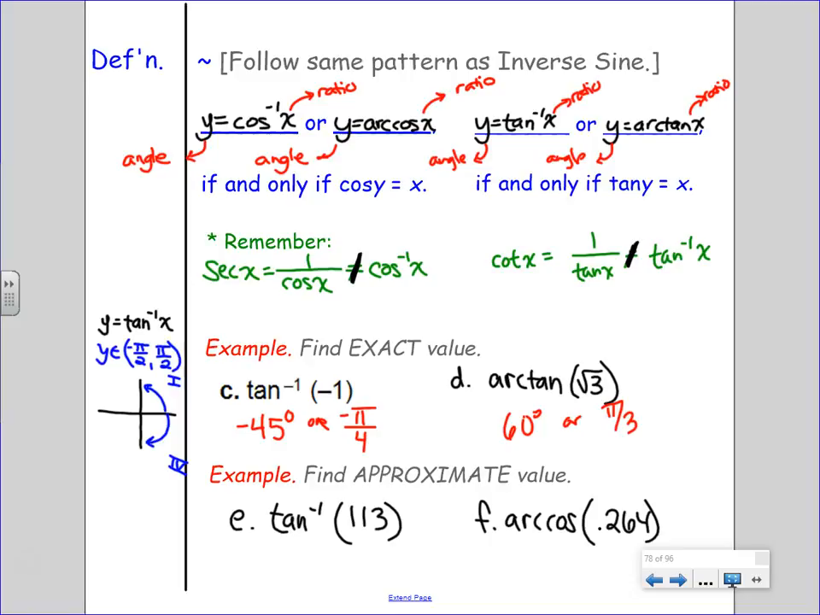Now, my non-table people. For inverse trig, it's a little hard. It's not impossible, but it's a little hard. Tangent, we have to think about tangent equaling y over x.